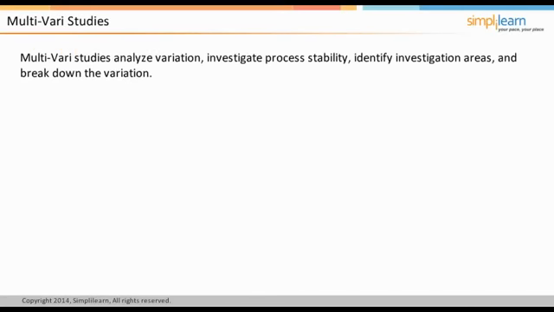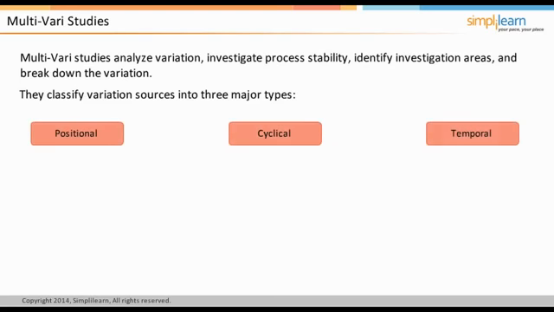Multivariate studies or multivariable studies are used to analyze variation in a process. Analyzing variation helps in investigating the stability of a process. The more stable the process, the less the variation. Multivariate studies also help in identifying areas to be investigated. Finally, they help in breaking down the variation into components to make the required improvements. Multivariate studies classify variation sources into three major types: positional, cyclical, and temporal. Click each type to learn more.